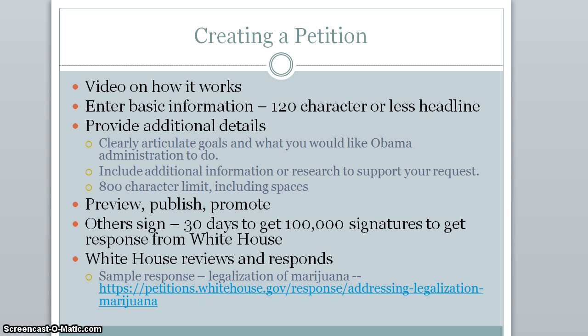Here's how you go about creating a petition if you're interested. There's a video on the White House website about how to do this. The basic steps: you enter basic information, a 120 character or less headline about what the petition is going to be about. Then you're going to provide additional details. Clearly articulate the goals of what you would like the Obama administration to do. This is the area where you include additional information on research to support your request. It has an 800 character limit, including spaces. And you preview it, publish it, promote it, and get other people to sign it. You have 30 days to get 100,000 signatures to get a response from the White House. If you get those signatures, the White House will then review and respond.